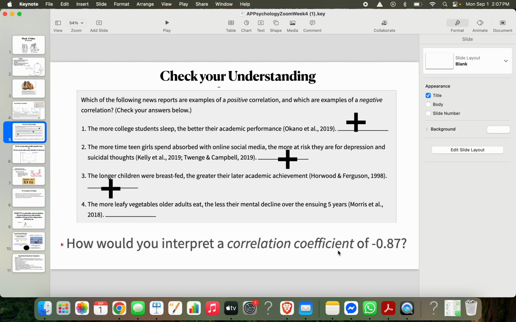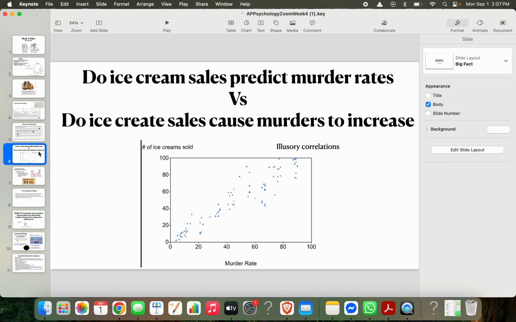And if we had a correlation coefficient, so that's r, just another word for r, that is showing us a negative relationship, right? Pretty strong, right? The closer we get to -1, the closer to perfect it is.